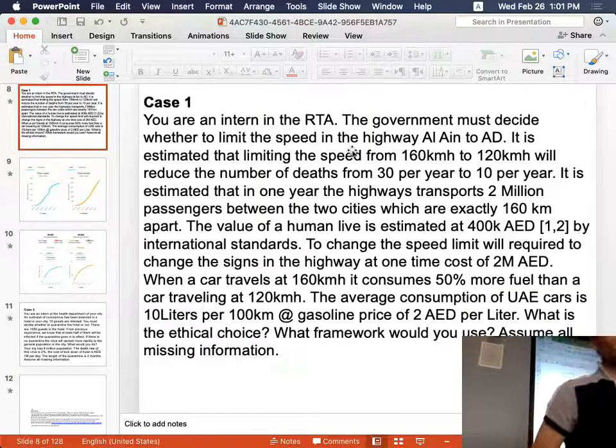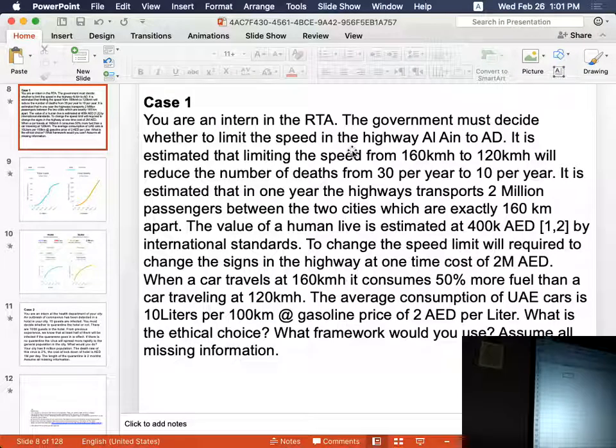So we have to decide if we lower the speed limit from 160 to 120, and I give you some more data, some of which might be noise to confuse you during the exam. You must be smart enough to decide what's important and what's not important, like in real life. Okay? So let's go for the analysis. What did you girls do?